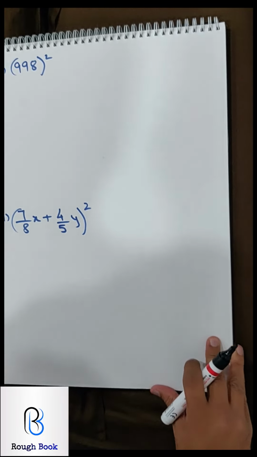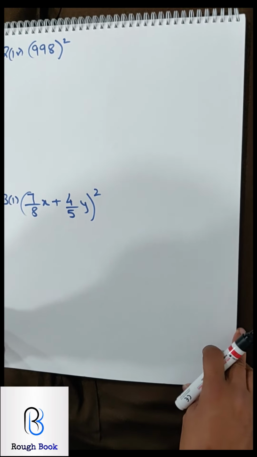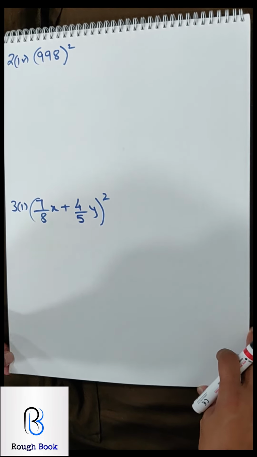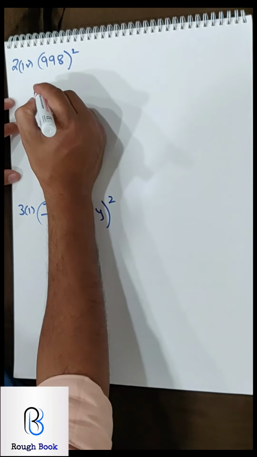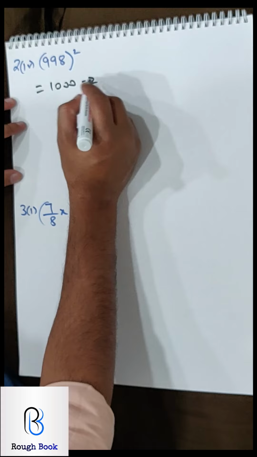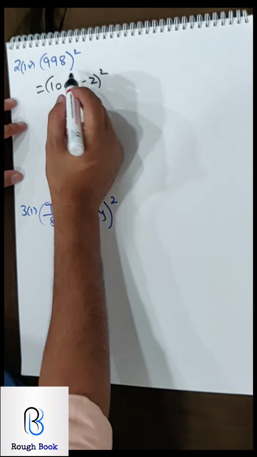Sum number 2, part 4. Simple question, square it, 998. Go ahead, obviously it has to be 1000 minus 2. Don't take it as 990 plus 8.